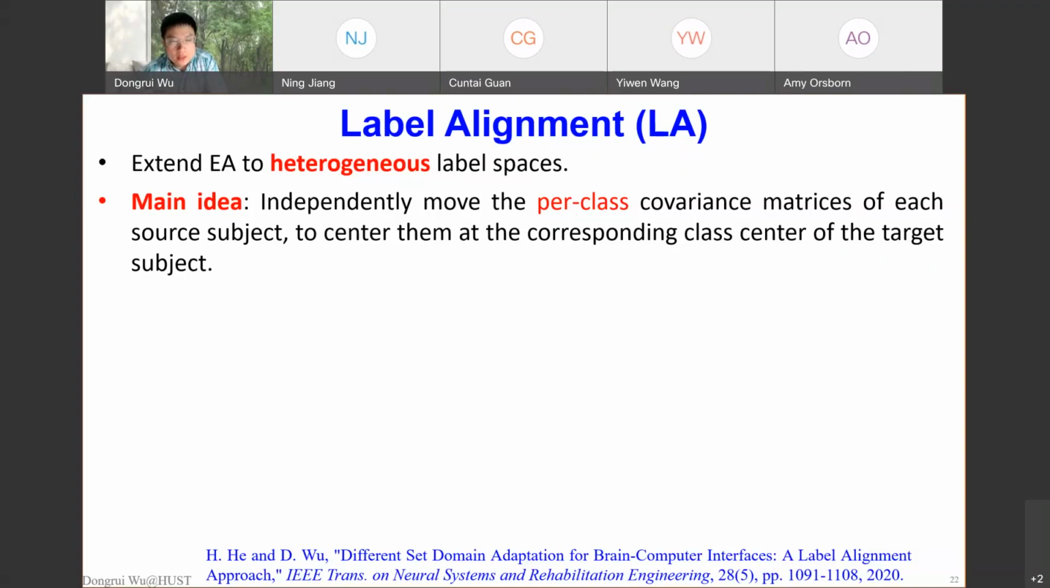But from this idea, we can see that in label alignment, we need to know some label information in the target domain. Otherwise, we cannot perform a per-class alignment.